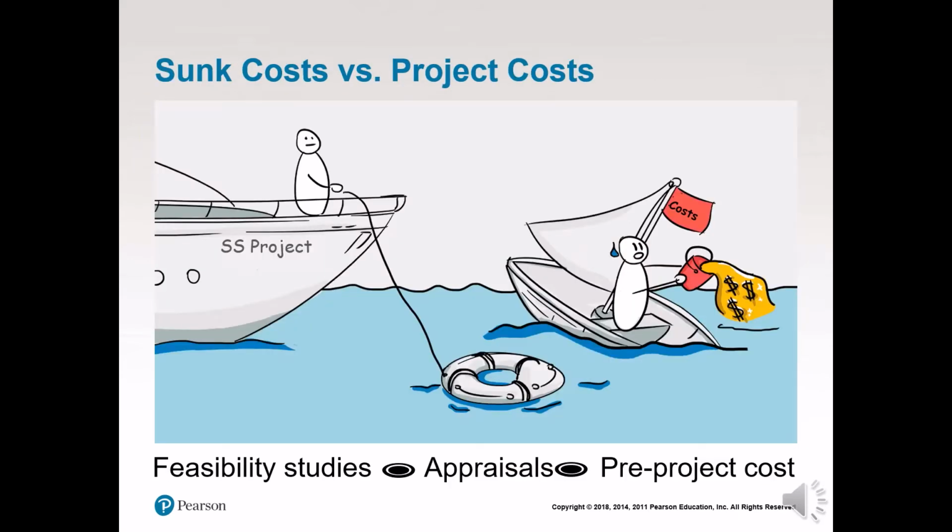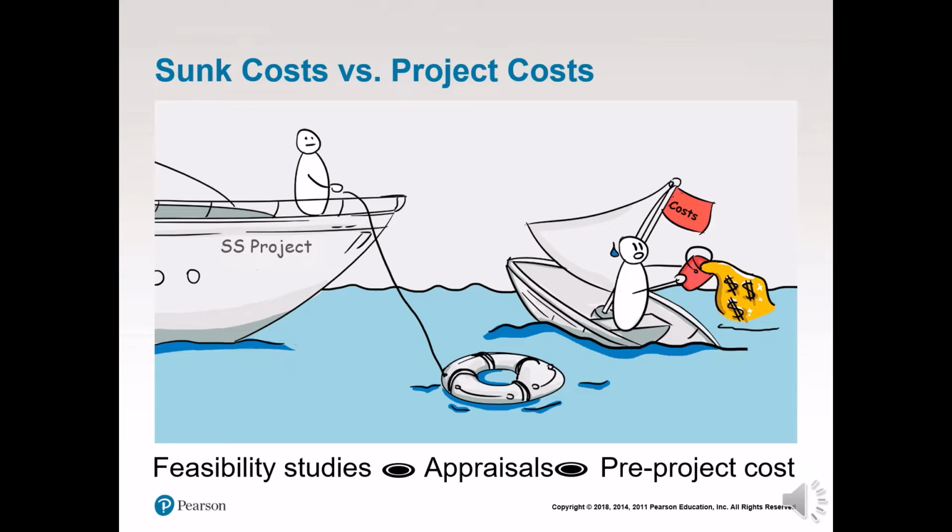Let's talk about the difference between sunk costs and actual costs of the project itself. Sunk costs are paid out whether or not the project is a go-ahead. There are many costs associated with actually just making that initial decision about the project. Since they're incurred in the past, they can't be recovered regardless of the project decision. So they're not relevant to the project cash flows.